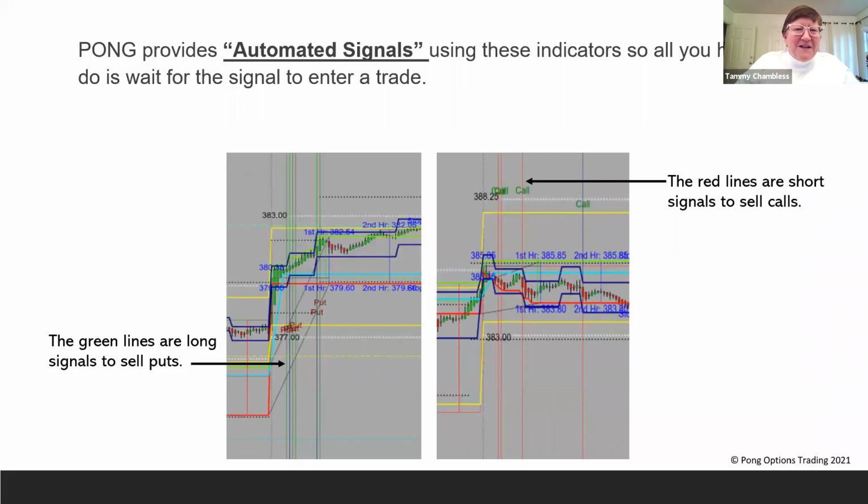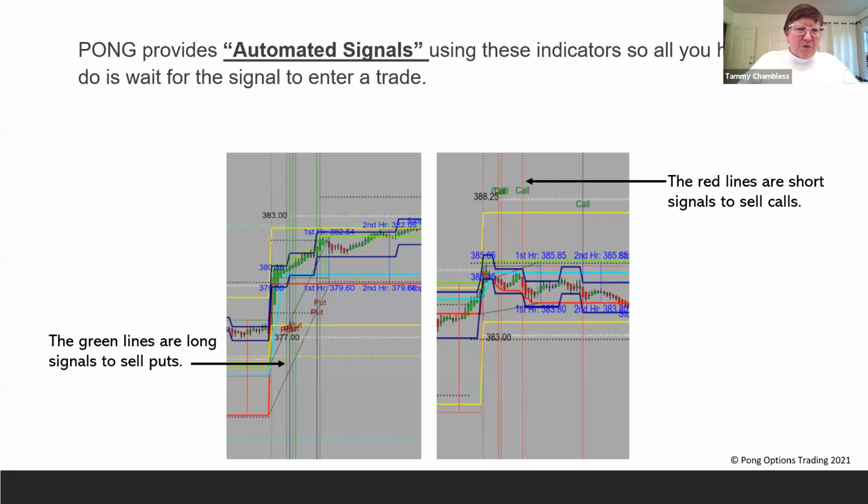We've got automated signals. PONG makes sure that the signals are all aligned for certain trade entries. So all you have to do is wait for a signal. You don't have to try to align the signals or see if everything's telling you the same thing. You just have to wait for these signals.